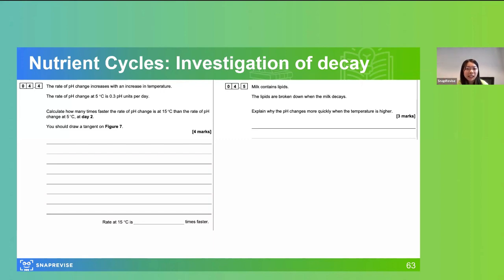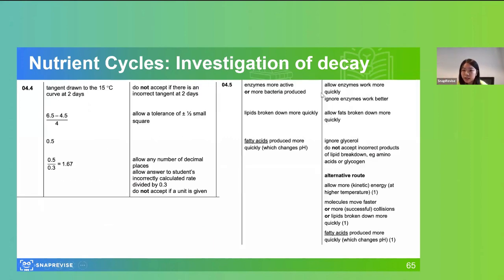I hope what I've said is clear. Here are the answers: enzymes are more active, more bacteria produced, lipids are broken down more quickly, and therefore fatty acids are produced more quickly. Any questions on everything we've done so far? Any questions on that?